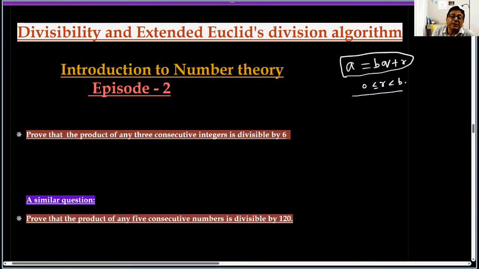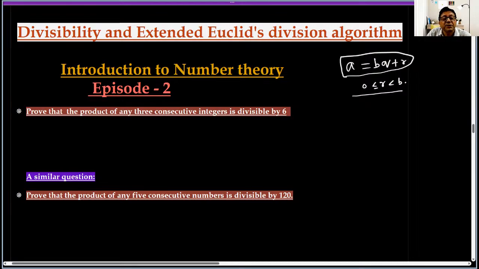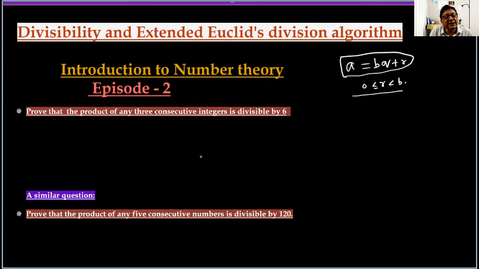Last episode I told you in what case you will consider divisibility by which number. Sometimes we consider divisibility by 2. This is actually done as per the demand of the given problem. So here, when you are going to prove that the product of any three consecutive integers is divisible by 6, this is my suggestion: you consider divisibility by 3.